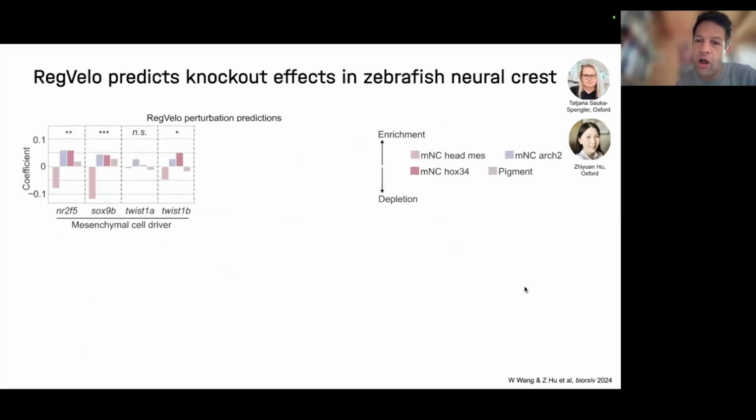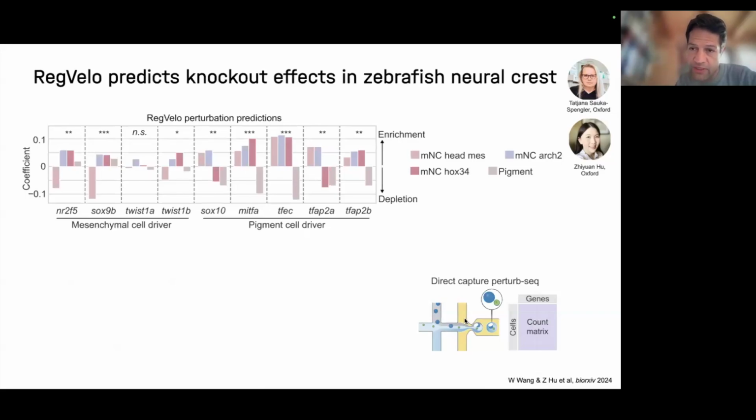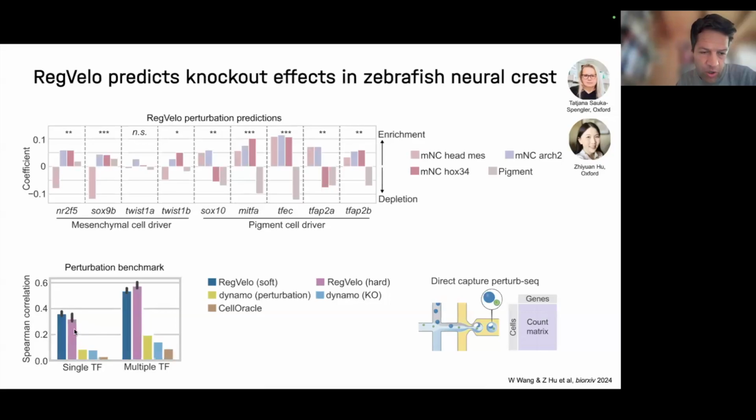And now, interestingly, we can knock out stuff. This was the concept of knockout that I showed you before. So let's take a bunch of genes that are known to be relevant for mesenchymal cell formation, and we see that if we knock them out, the mesenchymal state, this head mesenchyme, goes down. Similar for pigment ones: then the pigment ones go down. Now we look at the in vivo perturb-seq, not just stuff from papers, and we can see how well our model estimates the effect of the perturbation, and it really blows out existing approaches that don't use this dynamic information. So we're really excited about that.